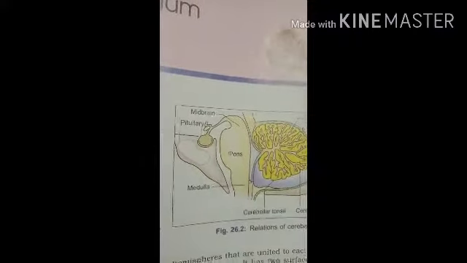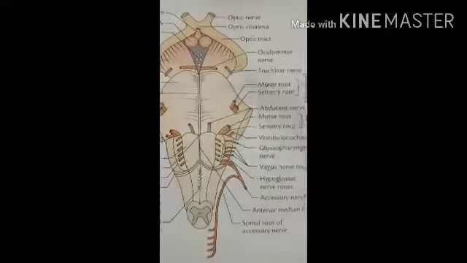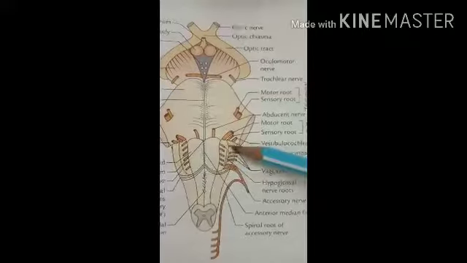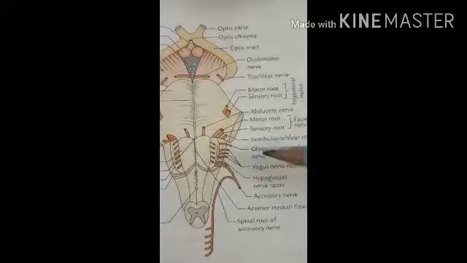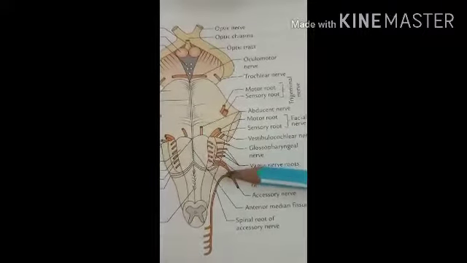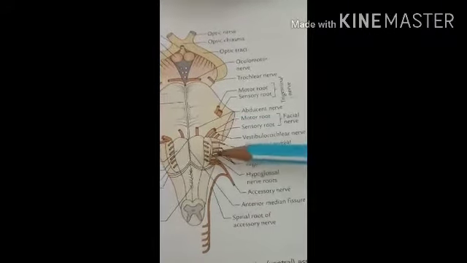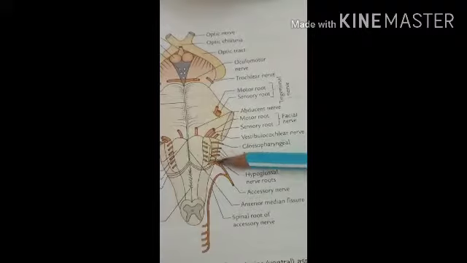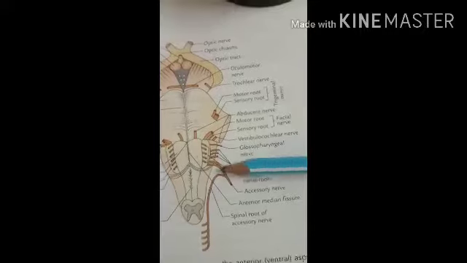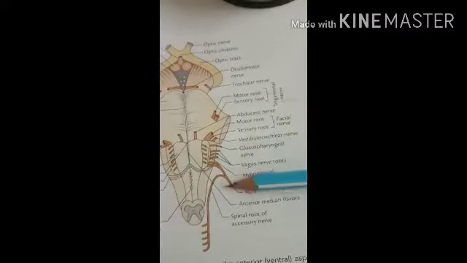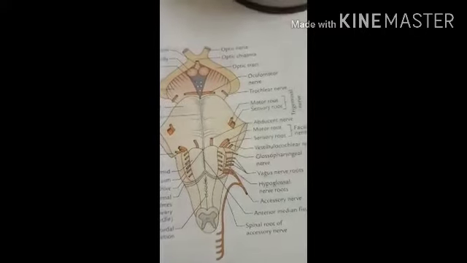Then the second one is bulbar paralysis. In bulbar paralysis, from the medulla oblongata the last four cranial nerves originate: the glossopharyngeal, vagus, spinal accessory and the hypoglossal. So if paralysis occurs in this region, these four cranial nerves are paralyzed, and because these nerves supply the muscles, those muscles are also paralyzed, and accordingly these symptoms are seen in the patient.